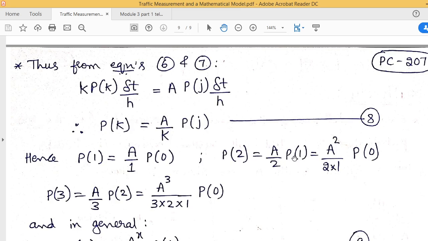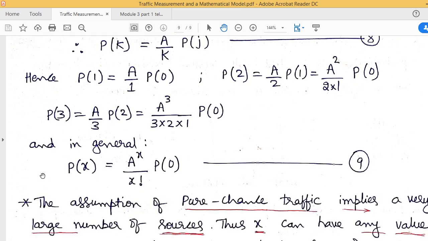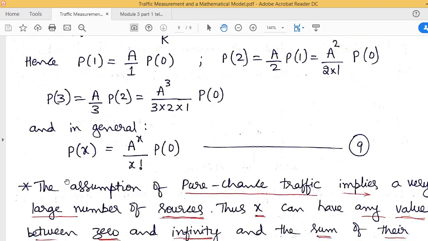This will be equal to, if I substitute what P of 1 is, P of 2 to be A square by 2 into 1 into P of 0. Instead of writing 2, I can write 2 into 1. Similarly, probability of having P of 3 will be A by 3 into P of 2. If I substitute this, I end up with this equation. Or in general, I can write the number of calls that are in progress, P of X, as offered traffic A power X by X factorial into P of 0. So let us call this equation 9.